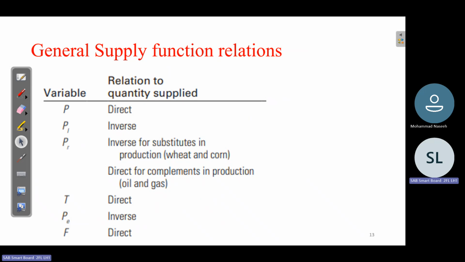When the technology improves, productivity increases. So when the productivity increases, the number of units produced will increase. As a result of that, supply will increase.